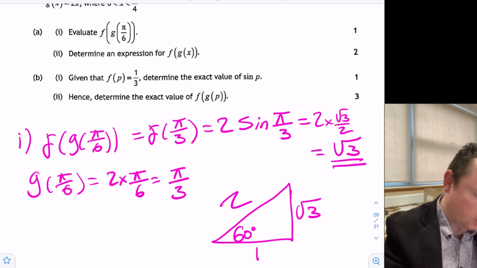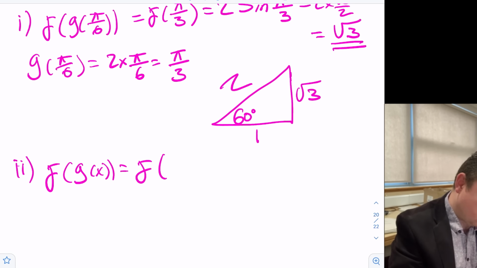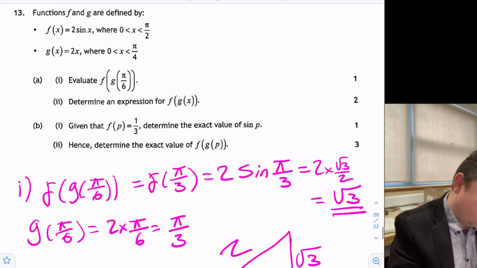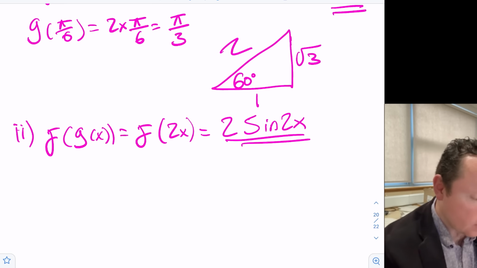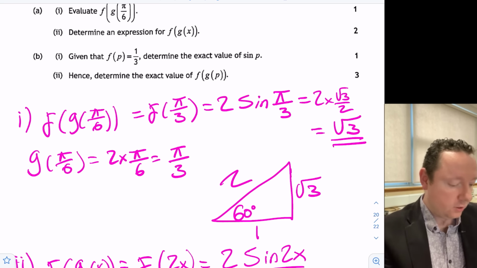Part 2, determine an expression for f(g(x)). So f(g(x)) is equal to f of, well, g(x) is 2x. So that is 2 sin 2x. 2 sin 2x, and we're done there. Part B, given that f(p) is a third, determine the exact value of sin p.